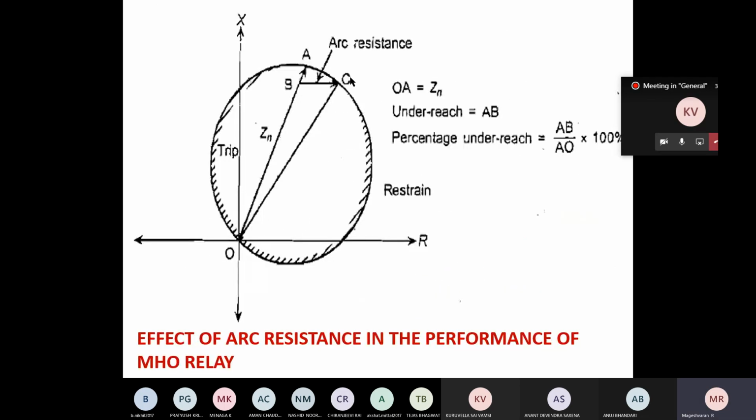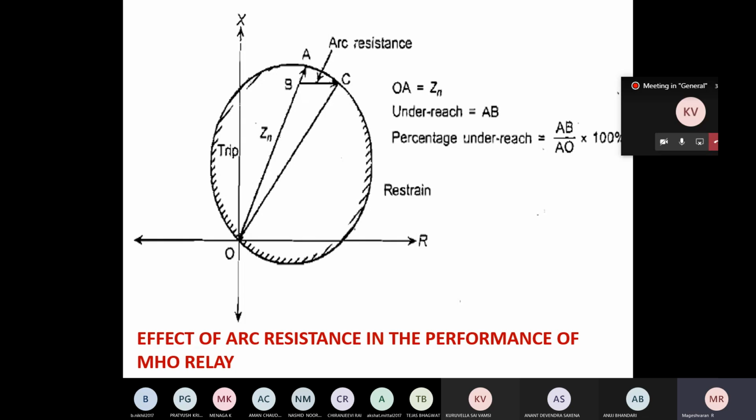As I told already, the same thing here also. There will be an underreach. See now, previously, for the first case, if you are not considering any arc in the fault path, which is OA. Now once you consider the resistance in the arc in the fault path, which is BC, the width of the line becomes like this. So if you extend this line from C towards this line, it will be at point B. Thereby, there is an underreach. How much underreach? AB by OA. This is very small compared to the simple impedance relay.